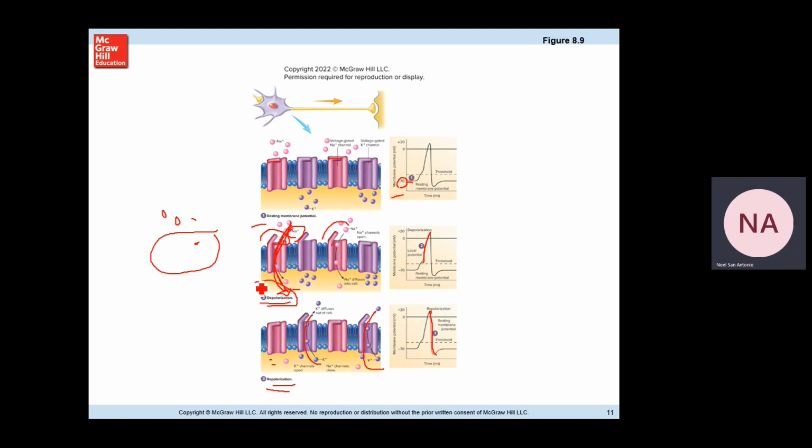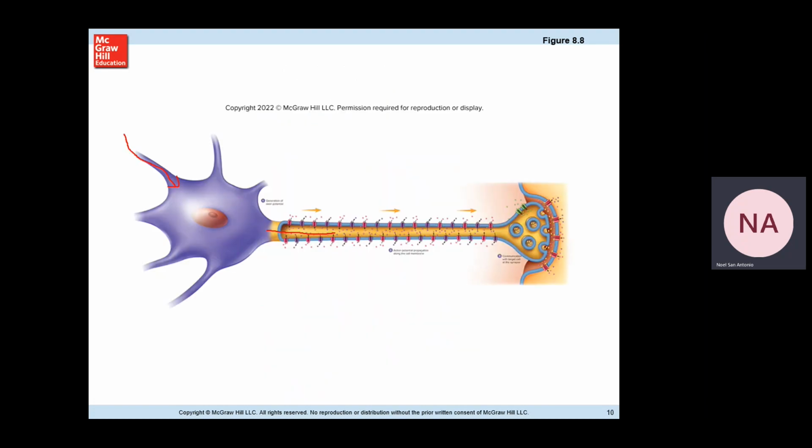And then, after depolarization, the sodium channels will close and the potassium channels will be left open. When potassium channels are left open, more potassium goes out of the cell, leaving only negative proteins inside of the cell. So from being positive, from depolarization, it will go back to negative. And that change is called repolarization. So take note of that process of your action potential.